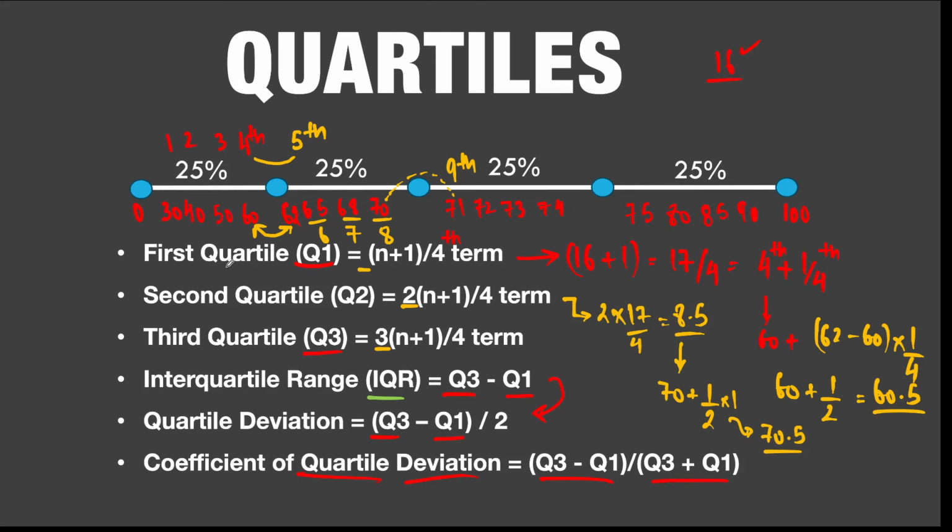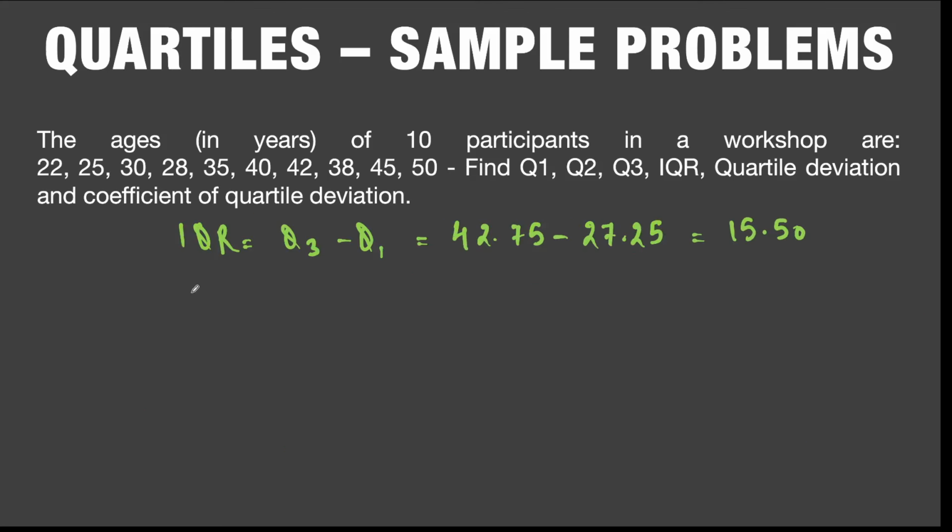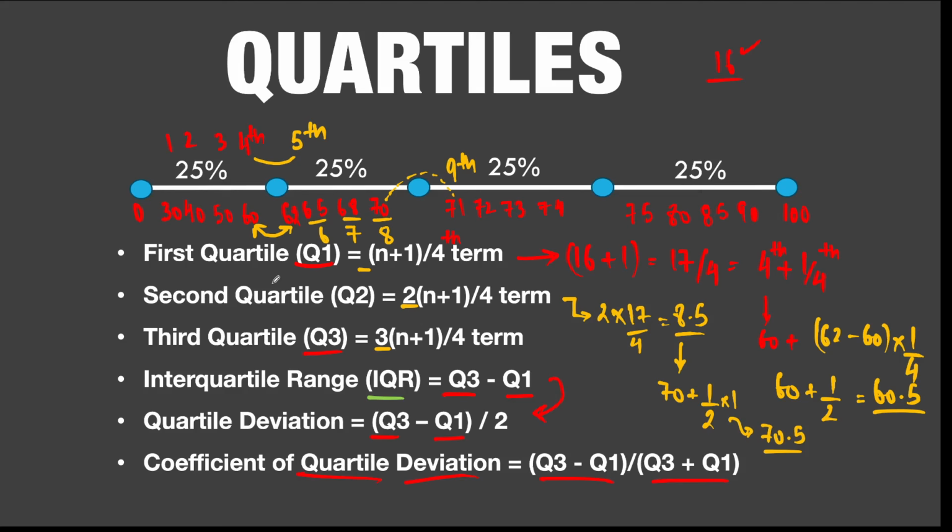Talking about quartile deviation, it is nothing but Q3 minus Q1 by 2. I'm going to switch between the slides, the reason is very clear: Q3 minus Q1 whole upon 2, because you'll have to remember the formulas. The Q3 minus Q1 is already here with us, which is 15.50 divided by 2, which is going to be nothing but 7.75 units.